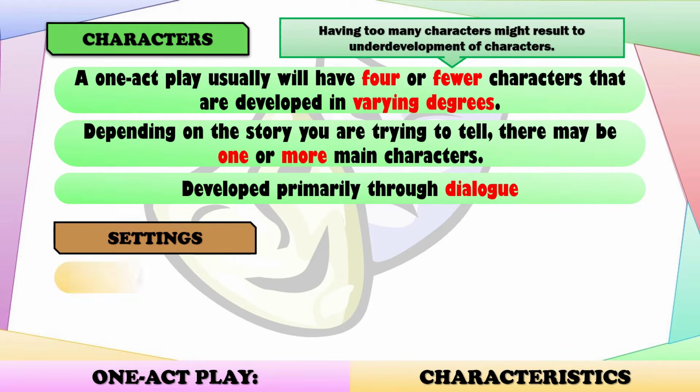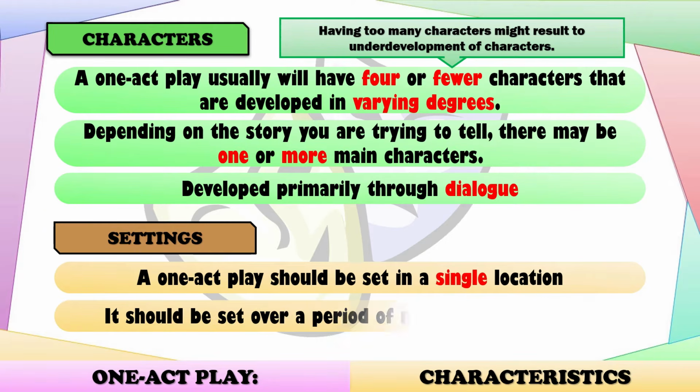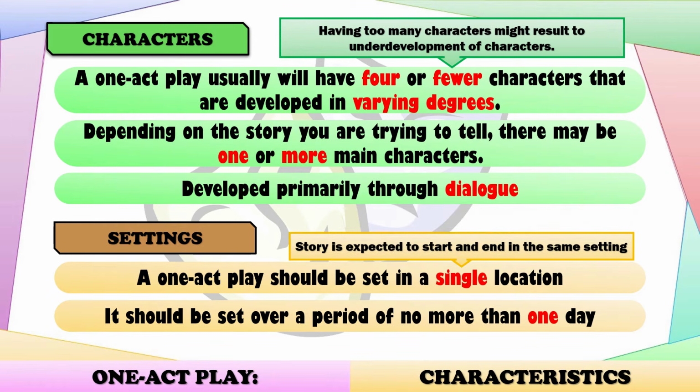In terms of settings, a one-act play should be set in a single location. Furthermore, it should be set over a period of no more than 1 day. Considering that this is a one-act play, the story is expected to start and end in the same setting.